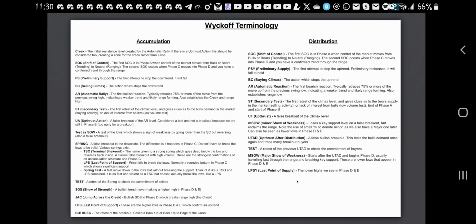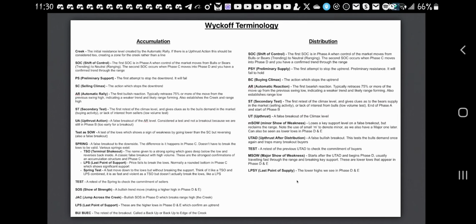Then we have a minor show of weakness, MSOW. This is where price loses a key support on a false breakout and it reclaims the range, but it shows us weakness because it shouldn't have lost that if it was actually bullish. But note here the use of the small m to denote minor, because we also have a major one later, which has a capital M, and you'll see why. Minor shows of weakness can also be lower lows in phase D and E.